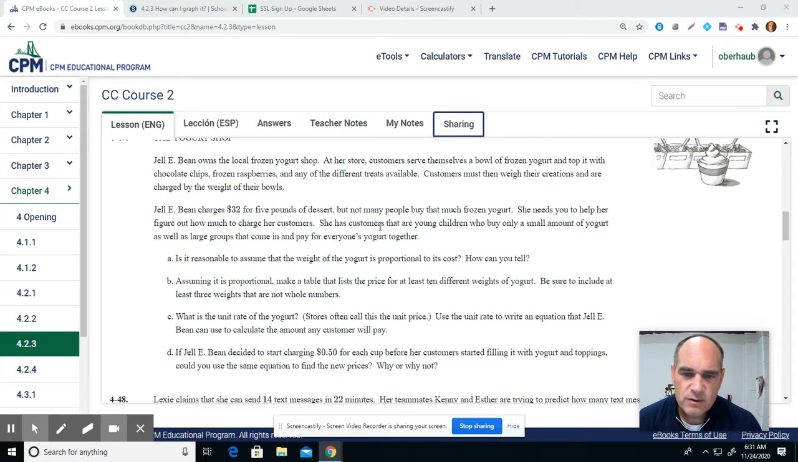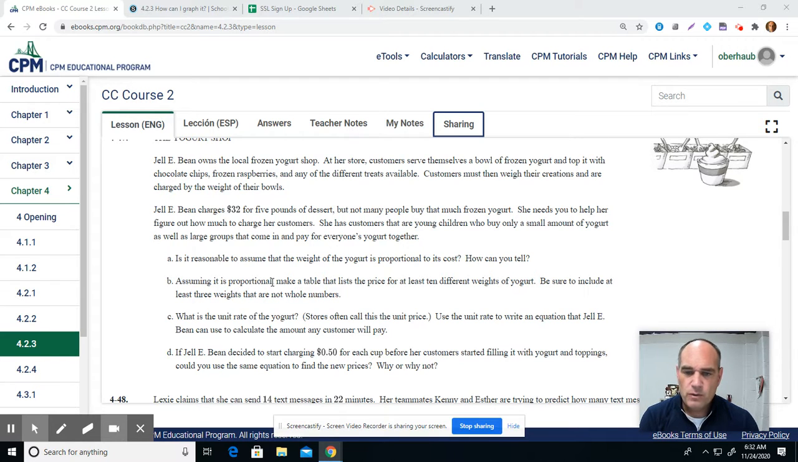She has customers that are young children who buy only a small amount of yogurt, as well as large groups that come in and pay for everyone's together. Is it reasonable to assume that the weight of your yogurt is proportional to its cost? How can you tell? I would say that yes, it is proportional, because whatever I'm going to pay for 1 pound of dessert, I could double that to get to 2 pounds. If I want to buy 3 pounds, I could times it by 3. So I'm going to say yes, it is proportional.